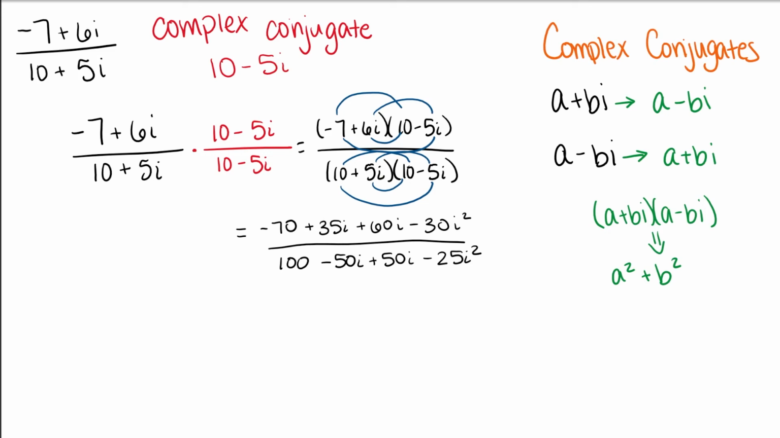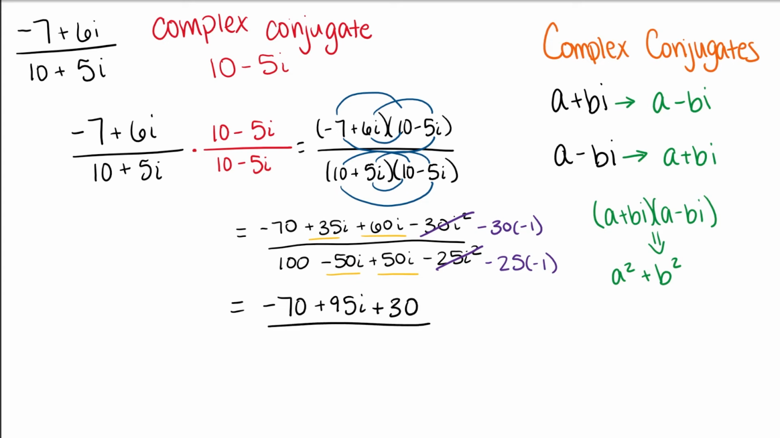We'll combine our like terms. So in our numerator, 35i and 60i are like terms. In our denominator, negative 50i and 50i are like terms. And we'll rewrite our i squared. So negative 30i squared becomes negative 30 times negative 1. And negative 25i squared becomes negative 25 times negative 1. So our expression becomes negative 70, 35i plus 60i is 95i, plus 30 over 100. Negative 50i plus 50i is 0 plus 25.